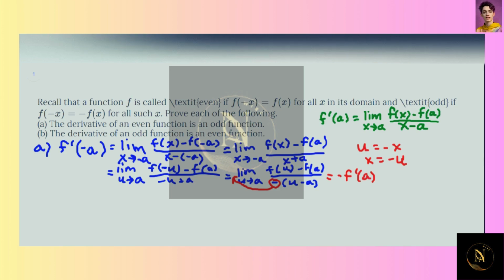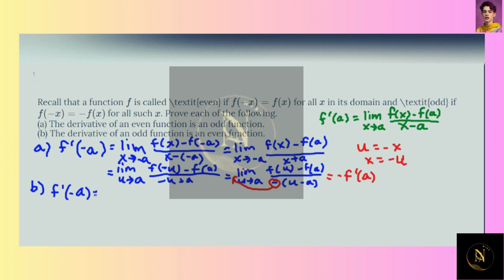So we proved that the derivative of an even function is an odd function. In part B, we're going to do the same except switch the assumptions. We're going to assume that the original function f is odd, and then we're going to attempt to prove that this derivative evaluated at negative a gives us the derivative f prime evaluated at positive a, because that's the property of an even function.